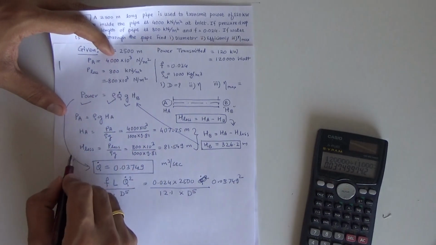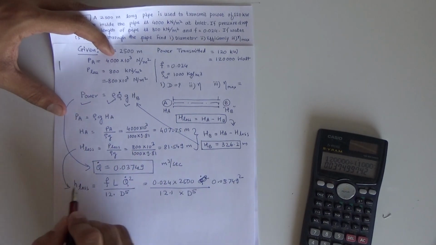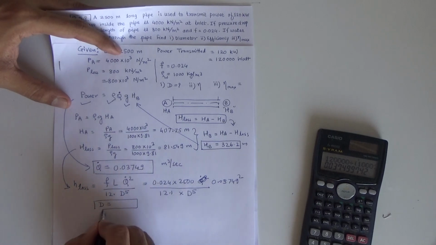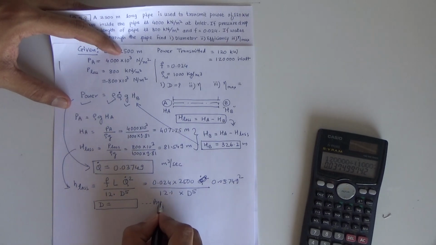H loss is known to us, 81.54 is the H loss. So only the diameter is unknown. You can compute that diameter. That will be your answer number 1.